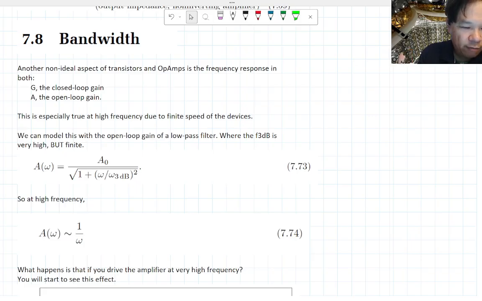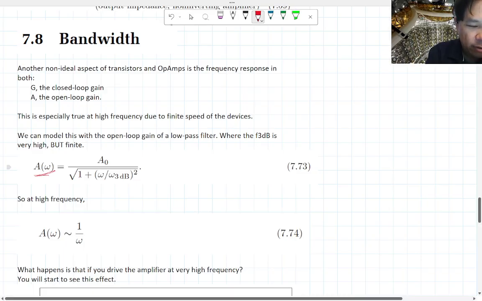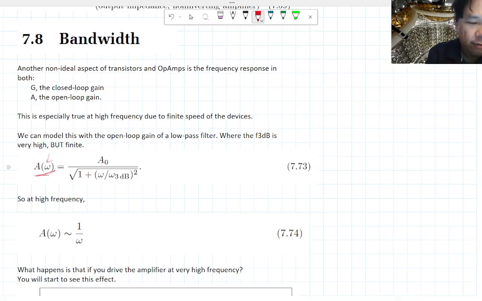There's also a frequency dependence on this open loop gain. Because the faster and faster you go up and down, the transistor literally just cannot keep up with the speed of your signal. You can model this once again as some sort of low pass filter where A is a function of omega, the angular frequency.